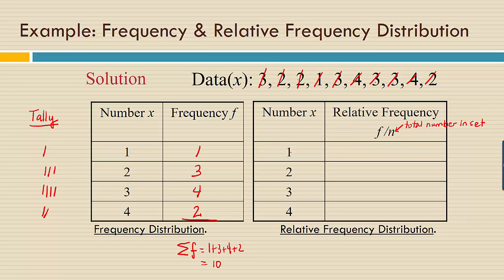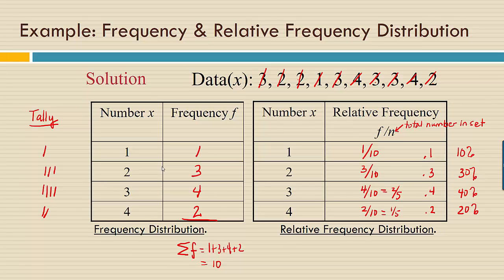That means that the fraction of times that the number 1 occurred in our data set is 1/10. The fraction of times that the 2 occurred is 3/10. The fraction of times that the 3 occurred is 4/10. And the fraction of times that the 4 occurred is 2/10. If you're going to leave your answers as fractions, you should reduce. 4/10 could be reduced to 2/5, and 2/10 could be reduced to 1/5. On the other hand, if you were asked to give your answer as a decimal, we would have 0.1, 0.3, 0.4, and 0.2. Or if you wanted a percentage, that translates to 10%, 30%, 40%, and 20%.